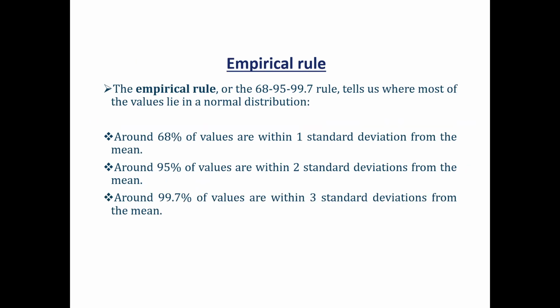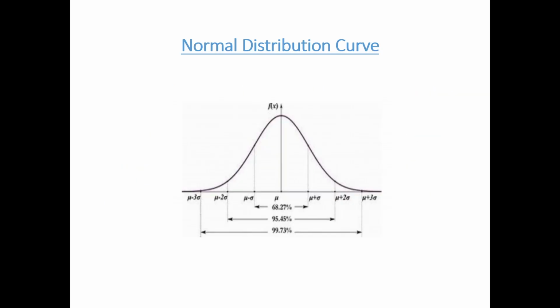Now let us talk about the empirical rule, also known as the 68, 95 and 99.7 rule, which tells us where most of the values lie in the normal distribution. First one says around 68% of the values are within one standard deviation from the mean. Second one, around 95% of the values are within two standard deviations from the mean. And third one is around 99.7% of the values are within three standard deviations from the mean.